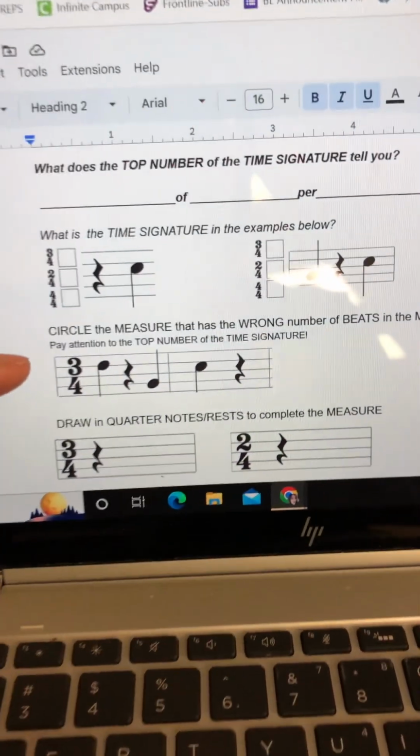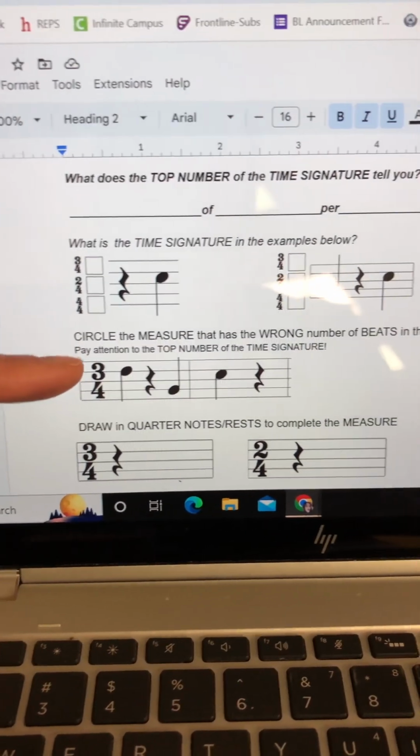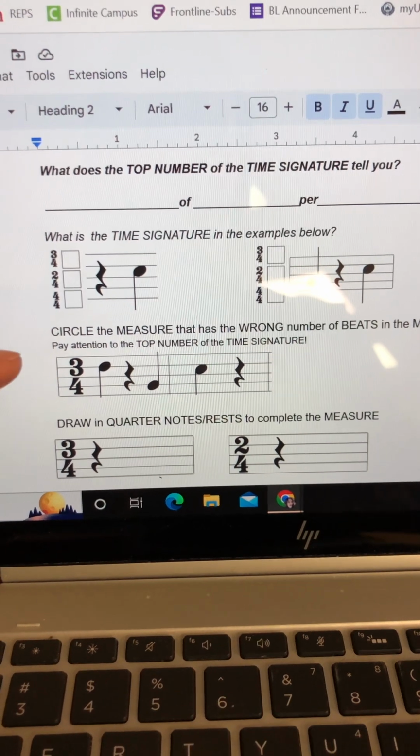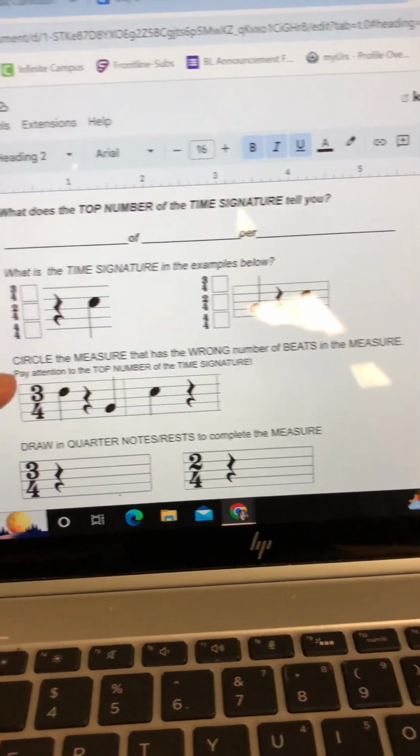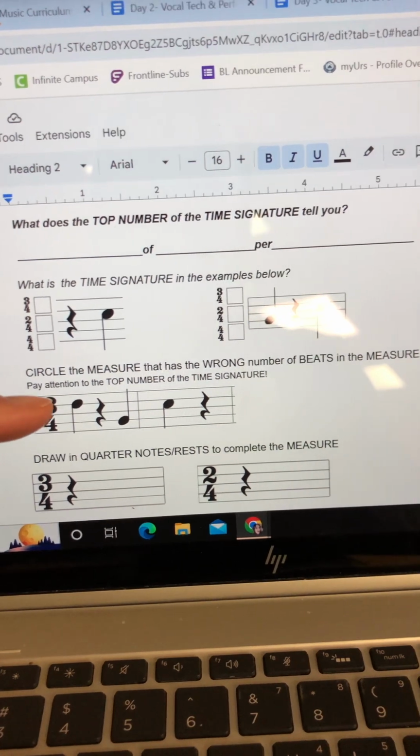Okay. Right here, this section, I want you to circle the measure. Remember, measure is the distance between the bar lines. That is wrong based on the top number. Pay attention to the top number, okay?